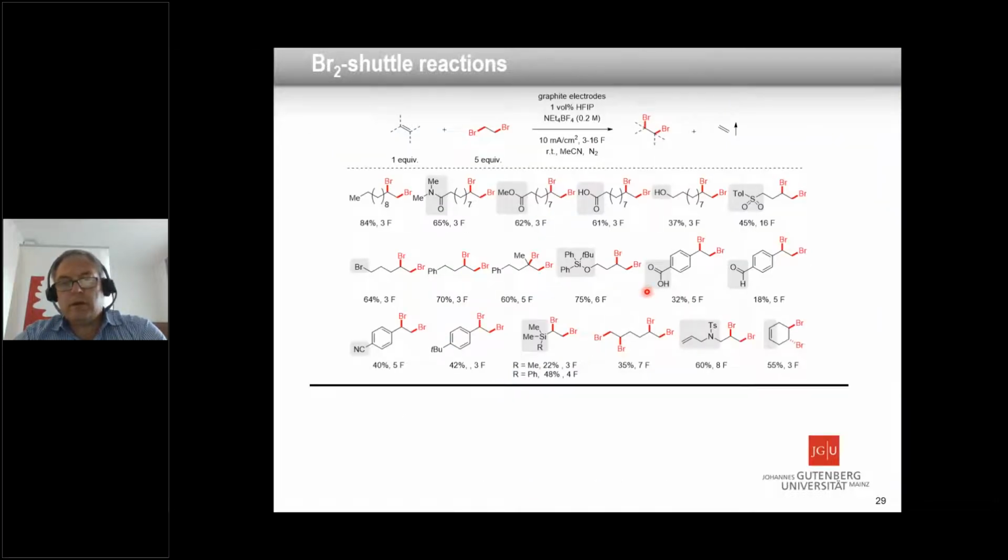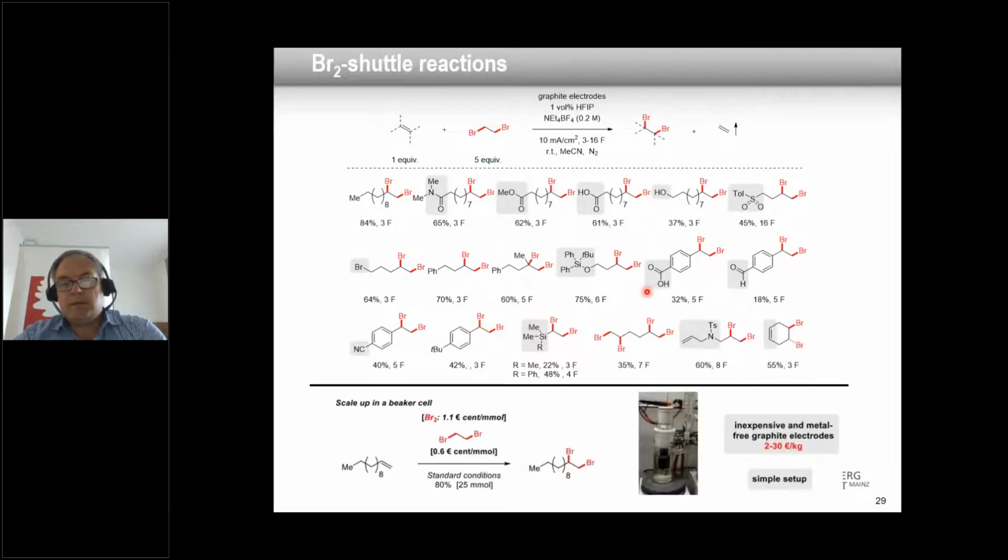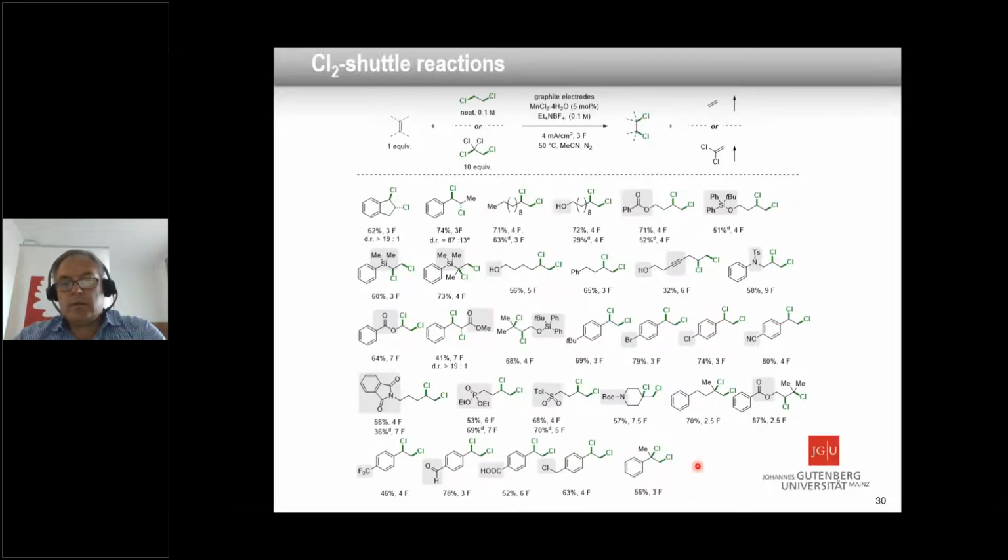I don't want to go into detail here, but the important thing is you can do this on a larger scale, in multi-gram scale. This is a bigger beaker. You just have the same plug, and you need some joints in between to get a larger system. But it's a very simple setup, and you can use it also for the chlorine. There's only one thing I really want to stress here.